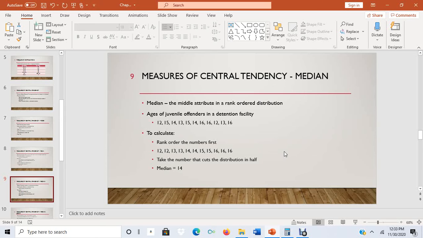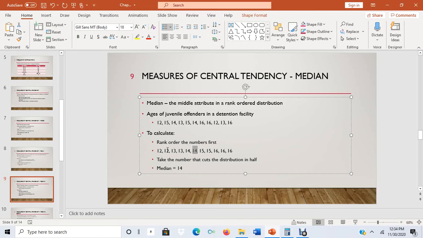To calculate the median, the first thing you'll want to do is rank order all the observations in your data set, so put them in number order. Again, if we have that list of the ages of juvenile offenders, we'll put them in order first. Then we search for the number that cuts the distribution in half. I've already determined the answer here, and it's 14. Why is it 14? Because it cuts the distribution in half.